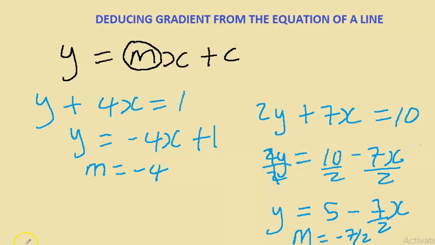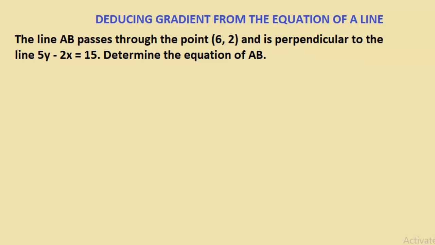Let's do a quick question. So now there we have a question. We are told the line AB passes through the point 6, 2 and is perpendicular to the line 5y minus 2x equal to 15. Determine the equation of AB. Now, let's try and figure that out. Pause the video all the time and try and figure it out, alright?